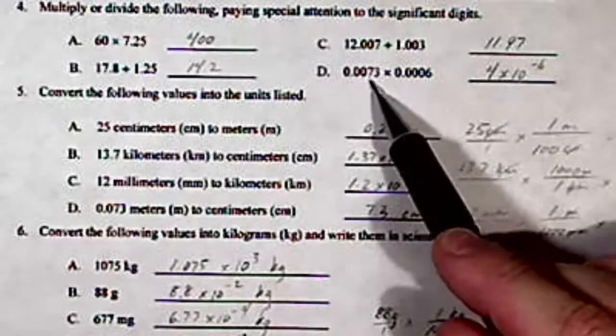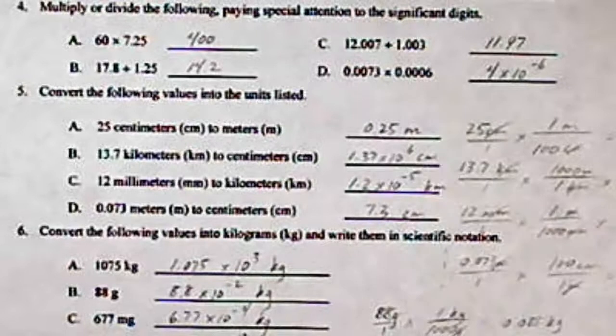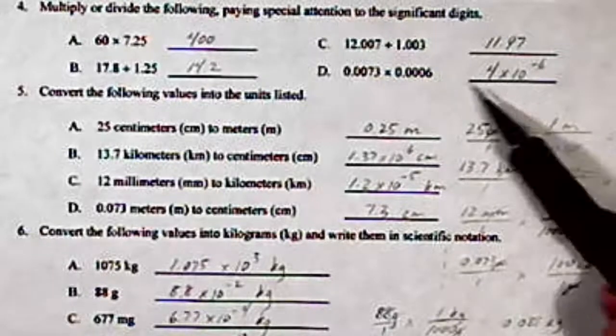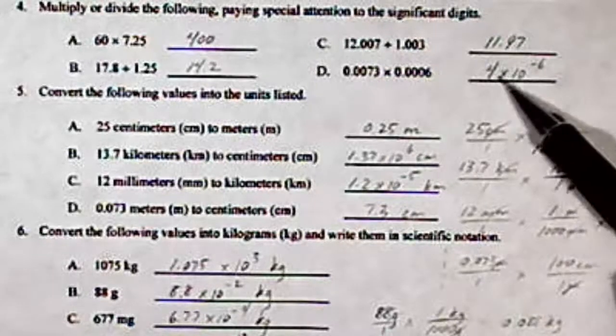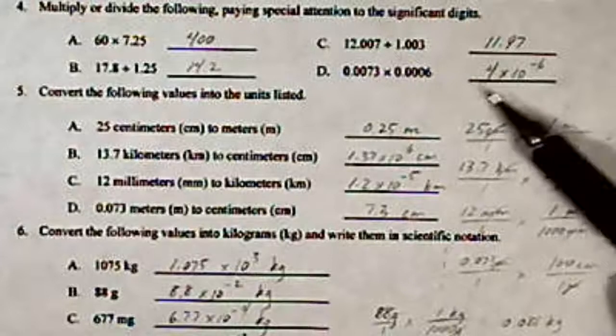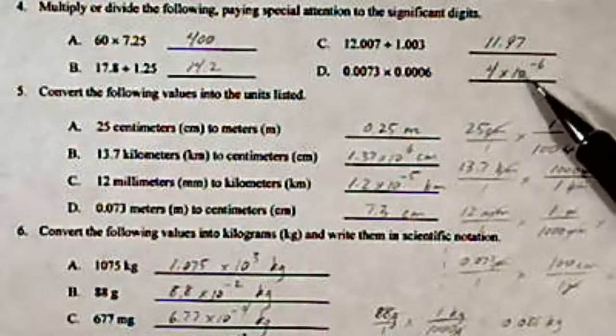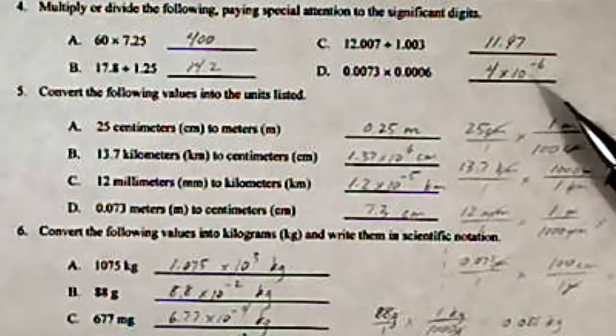D, there are a couple ways you can write this. We have 2 significant digits in this number, 2 here. Sorry, 1 on that second one. When we multiply them together, we get 4.38 times 10 to the negative 6. So we could write it either as, rounding it down to one significant digit, 4 times 10 to the negative 6, or you could write it out 0.000004 would be okay too.